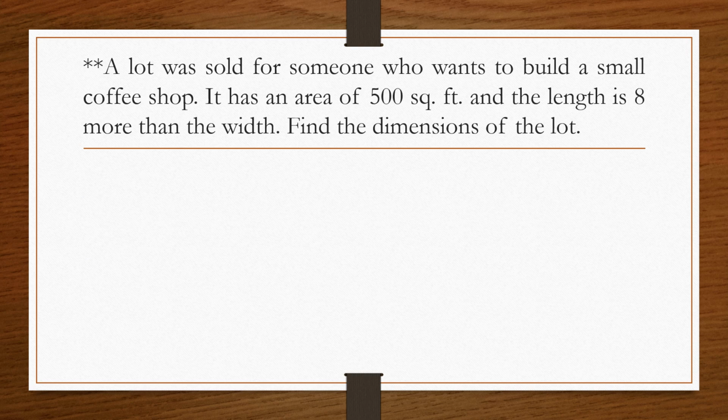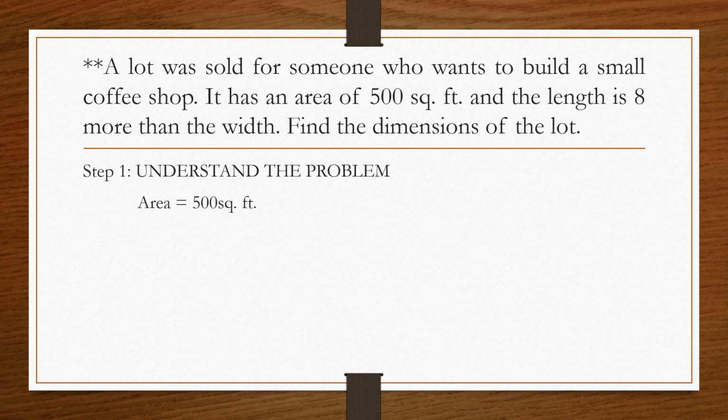Now it's your turn. A lot was sold for someone who wants to build a small coffee shop. It has an area of 500 square feet and the length is 8 more than the width. Find the dimensions of the lot. First, you have to understand the problem. You have an area of 500 square feet, a length of x plus 8 or 8 more than the width, and the area is equal to length times width.